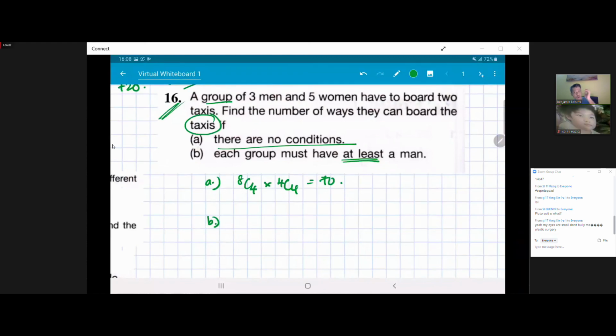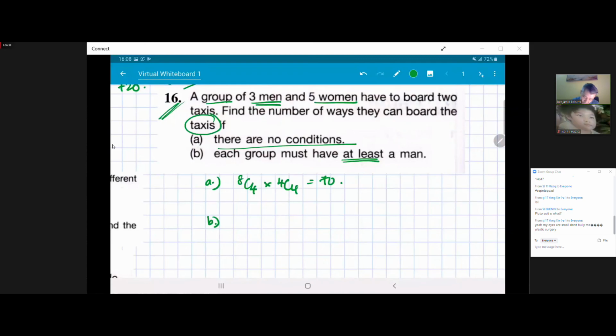So you got to understand that we have 2 different taxis. Men got 3, women got 5. Understand? So we do not need to count both taxis. You know why? Because if you think about it this way, you will only need to count for the first taxi. Whatever's left must go into the second taxi. Boleh faham tak?